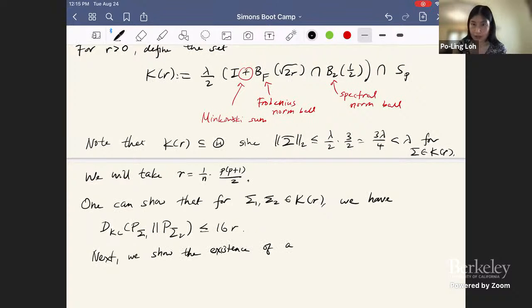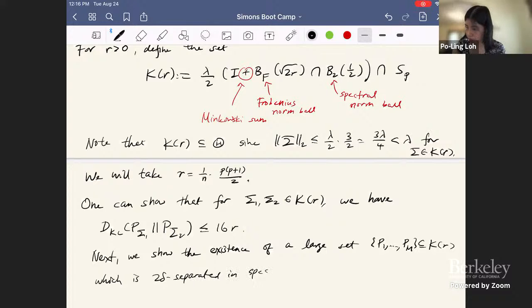Next, we show the existence of a large set, P_1 up to P_m, which is a subset of K of r, which is 2 delta separated in spectral norm, using a metric entropy volumetric argument.